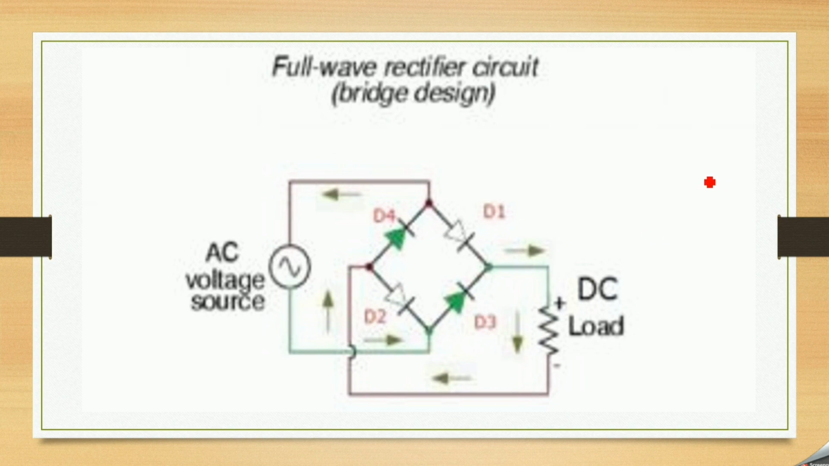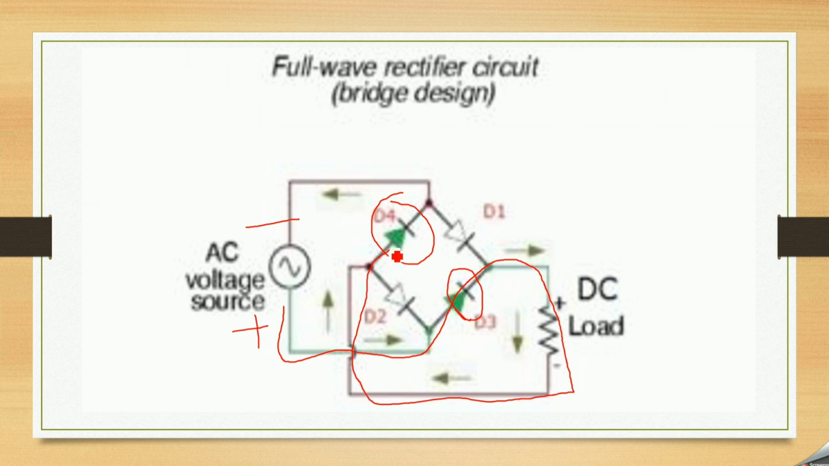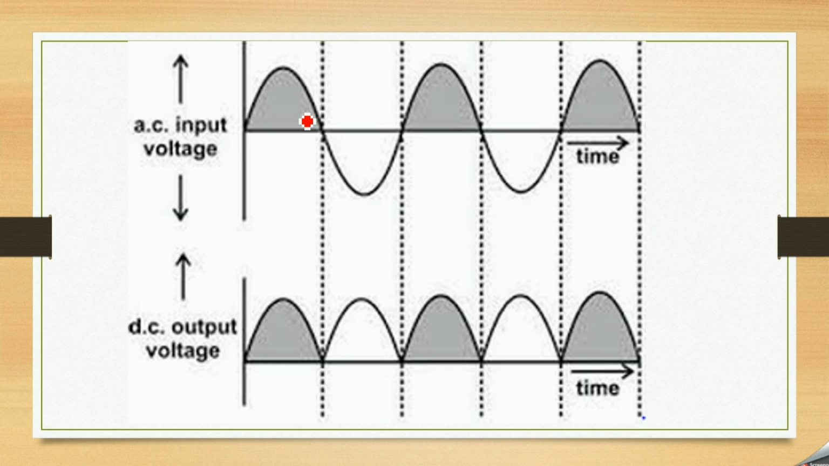During the negative half cycle, this is negative and this is positive. Diodes D3 and D4 become forward biased, D1 and D2 reverse biased. Current flows from diode D3, load resistance, then D4, then negative. Means during the positive half cycle, diodes D1, D2 become on. During the negative half cycle, diodes D3, D4 become on, and so on.